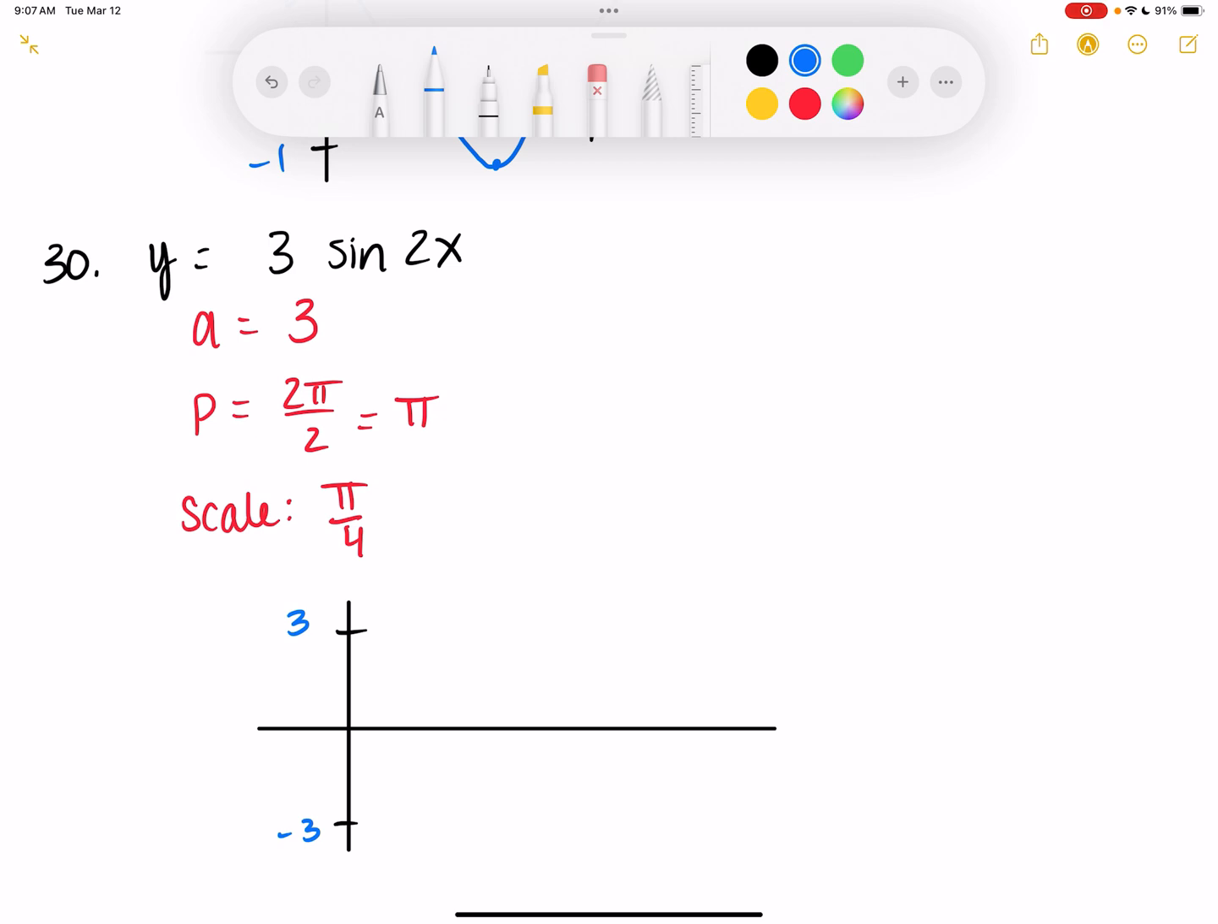The scaling is going to be the same way, so I'm out to pi. Half of that is pi over 2, and then pi over 4, and 3 pi over 4. So then sine starts where? At 0. So sine starts here, then it goes up, all the way up to the 3 mark, then down to 0, down to -3, and then back to 0. Then connect them.